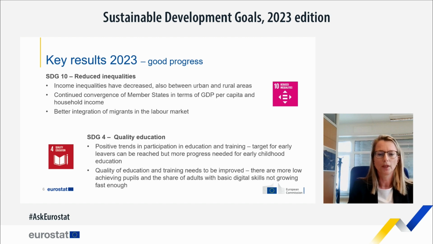So, for example, there are fewer early leavers from school. But on the other hand, we still see that the quality of education and training needs to be improved, and digital skills of adults also should become better.